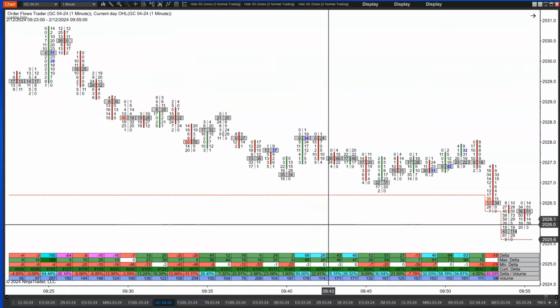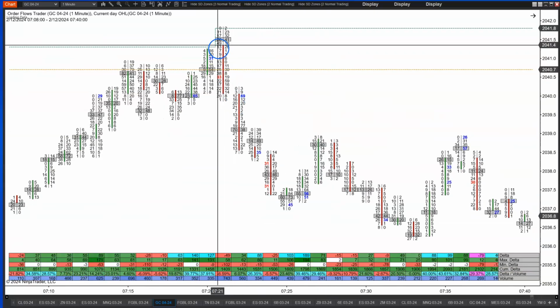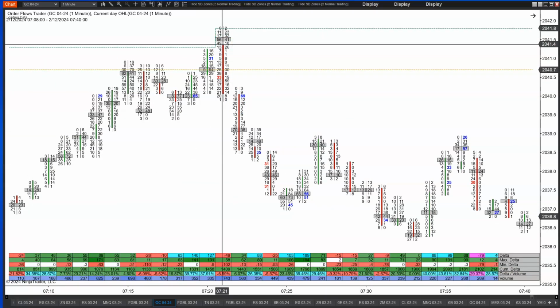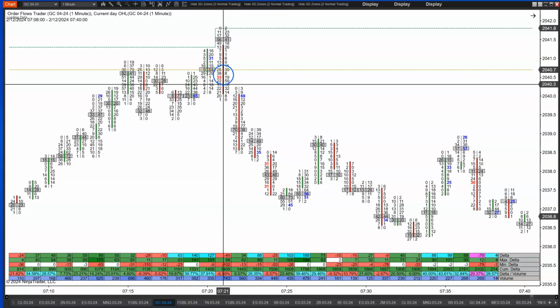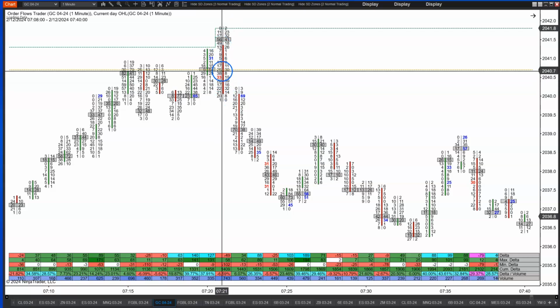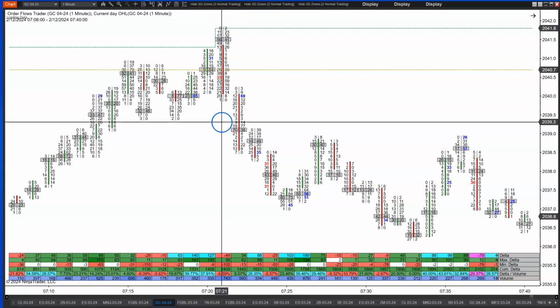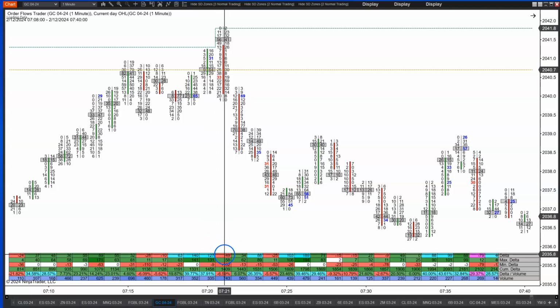Let's go back here to when we made our high, 720. So here at 720, we made a high. We got negative delta of minus 49, because we hit a high, and aggressive selling came in. We've got 49 more aggressive sellers than aggressive buyers. That's what the delta is telling me. You can see it's minus 49.